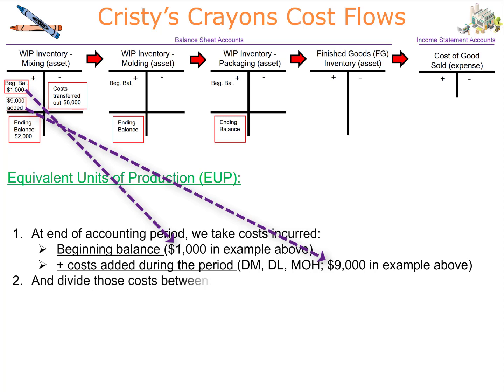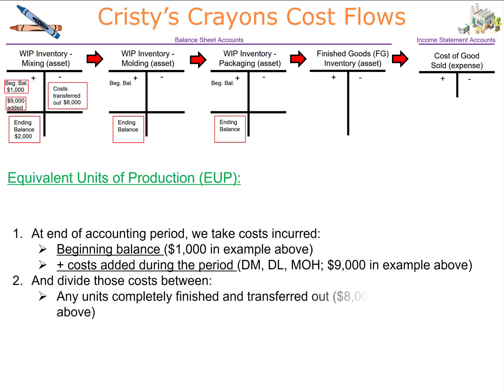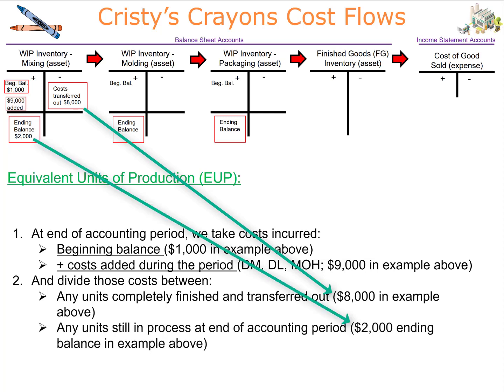Then we have to divide those costs between any units completely finished and transferred to the next account, and any units still in process at the end of the accounting period. In our example, there were unfinished crayons, also known as ending balance, with $2,000 of costs attached to them.